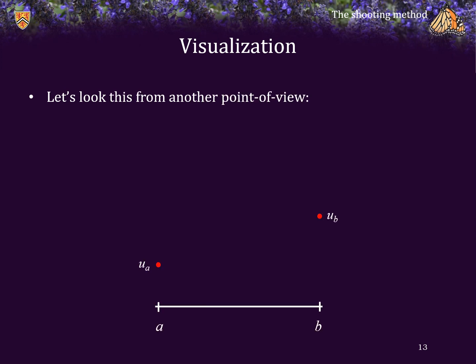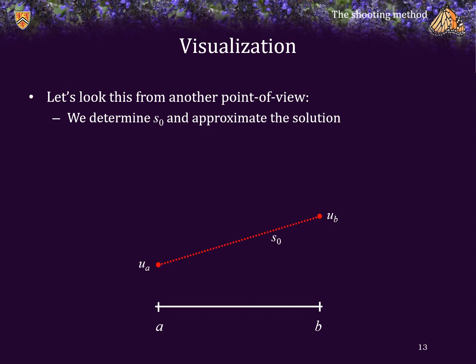All right, let's look at this from another point of view. Here are the boundary conditions. Now, we first start by determining the appropriate slope, and we said that that would be the slope between the 2 points. All right, that's our initial slope. We find the approximation to the solution to the initial value problem that has that initial value and initial slope, and we evaluate that at b. And it's almost certainly not going to be the right-hand value of the boundary value problem.